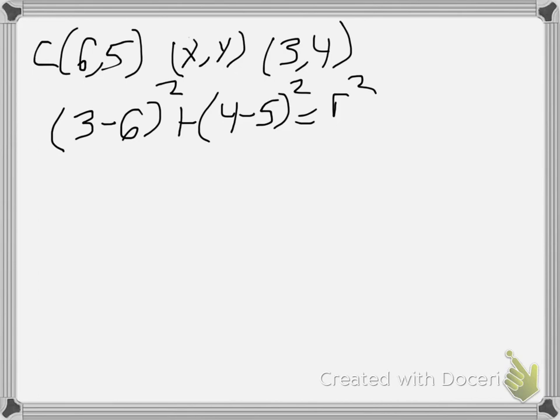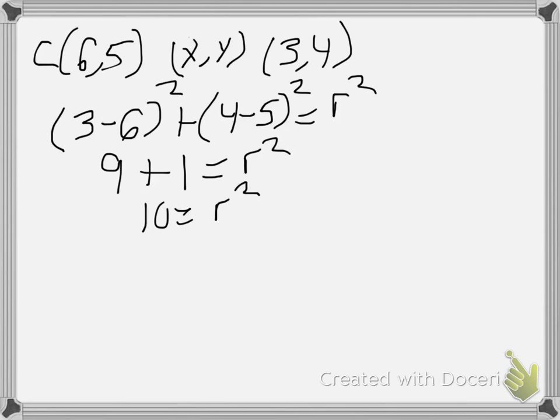Well, 3 minus 6 is -3. -3 squared is 9. 4 minus 5 is negative 1. Negative 1 squared is 1. So 9 plus 1 equals r squared. So 10 equals r squared.